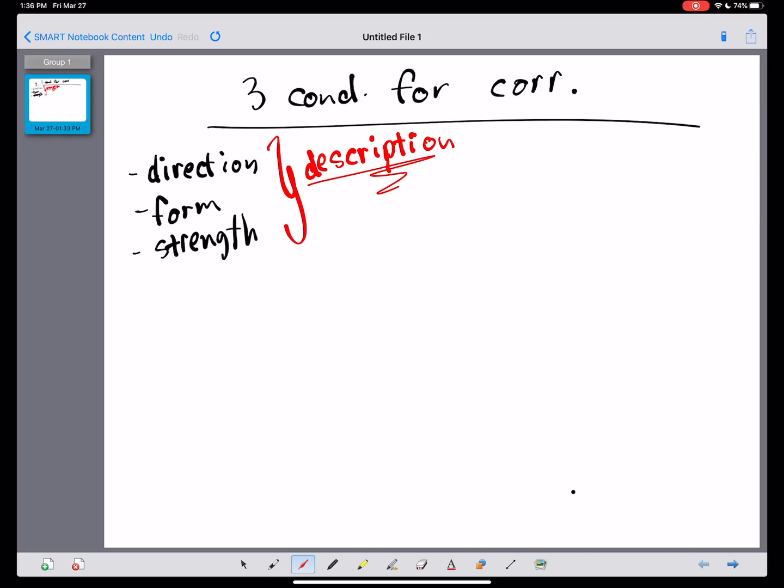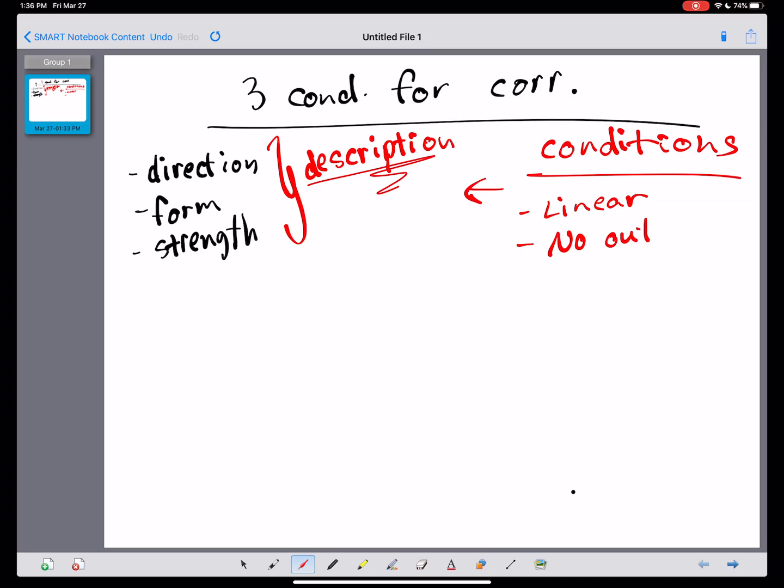Before you can even do that, though, you have to follow the conditions. The three conditions are: is it linear? Or can you make it linear? The second one is no outliers. Remember, outliers kind of throw off our data. And then finally, the third thing, probably the most important thing, is quantitative variable.